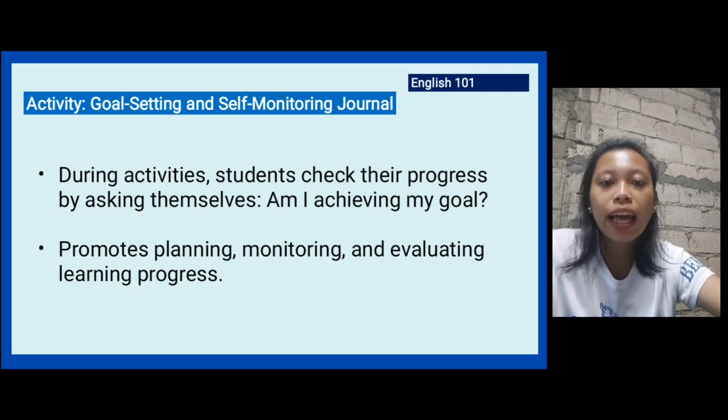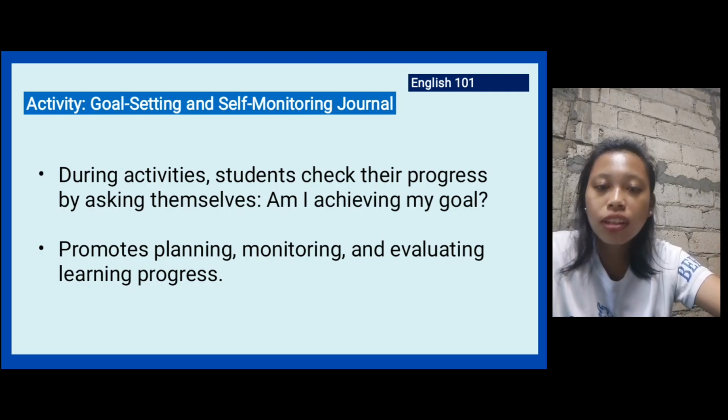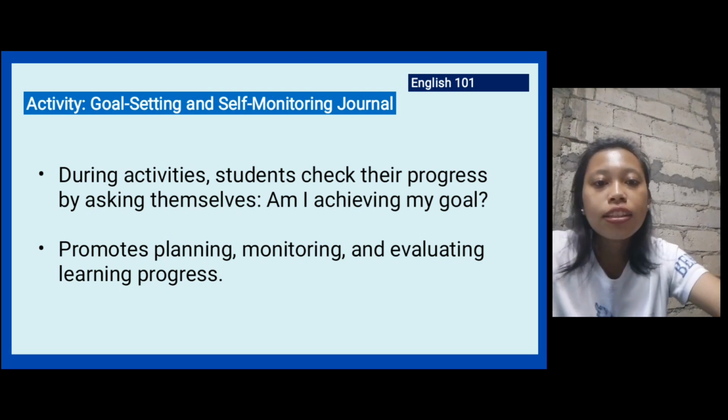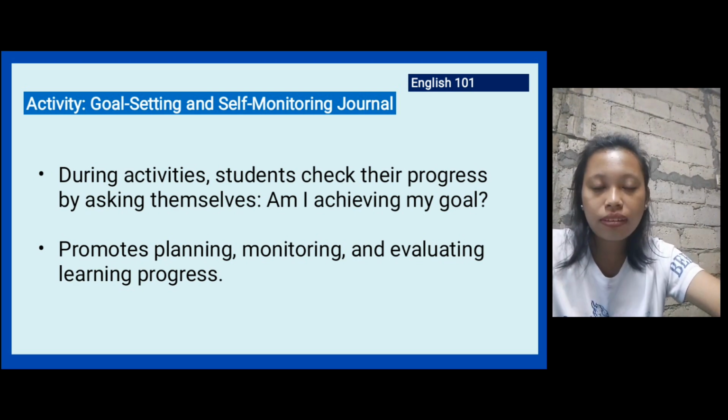The purpose of this activity: this promotes metacognitive strategies, planning, monitoring, and evaluating one's own learning. It encourages learners to take responsibility and ownership of their progress, fostering self-regulated learning.